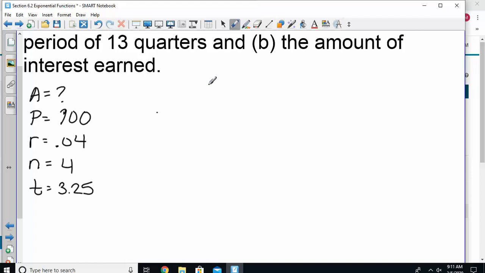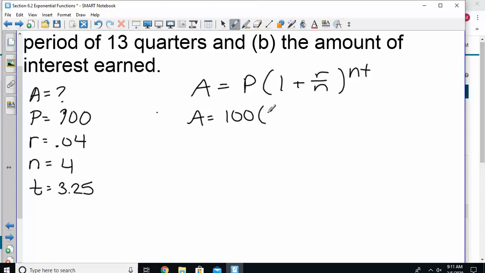Okay, this was just our regular interest. It didn't say continuous, so I'm using the first formula, A equals P, 1 plus R over N to the NT power. You do not have to memorize these formulas. I will give them to you, but I'm not telling you what the variables stand for, so you have to know what it means. Now we just plug in. So A equals 100 times 1 plus 0.04 over 4 to the 4 times 3.25 power.